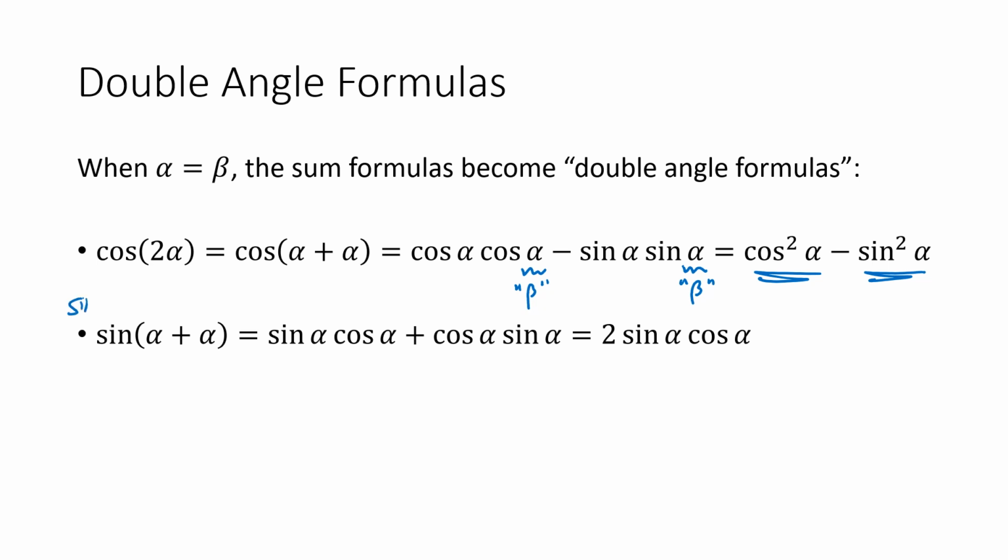So if we have the sine of 2 alpha, same kind of thing, we're going to think of that as sine of alpha plus alpha. On the previous slide, I showed you the formula for the sine of the sum of two angles. And that gives us sine of alpha cosine of alpha plus cosine of alpha sine alpha. Well, those are the same. I'm adding the same thing to itself twice. So I get 2 times sine alpha cosine alpha.